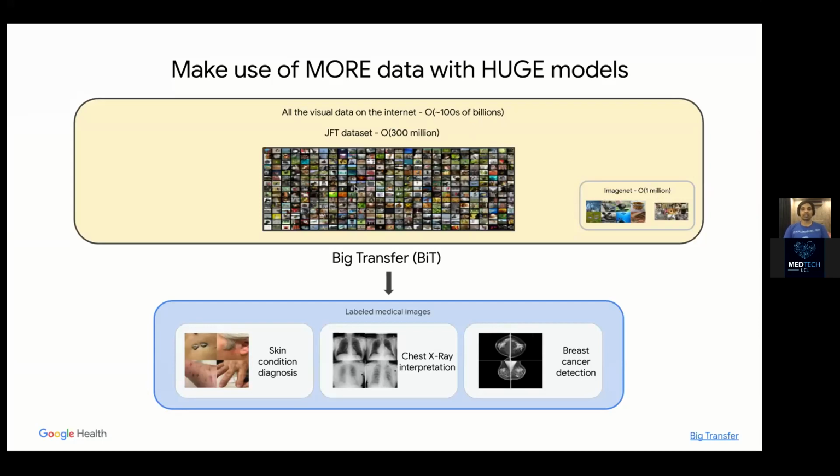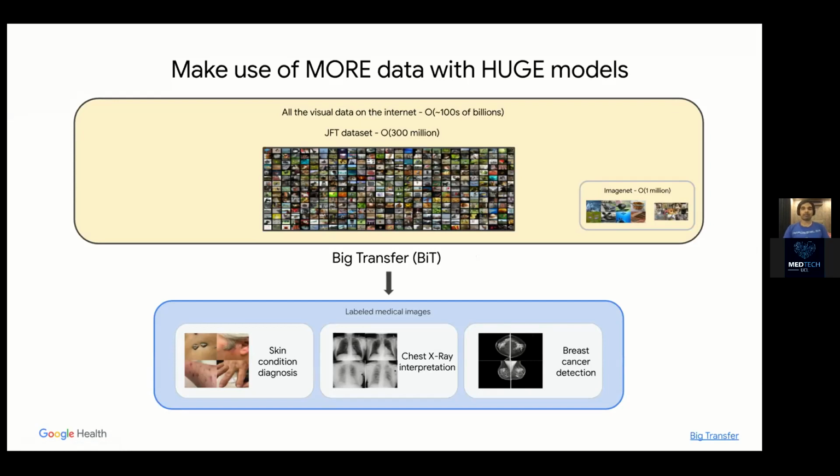And then what we do is we modify the process of transfer learning and use slightly new model architectures, and we call this process Big Transfer. There are more details in the paper that's linked over here. We then fine-tune these models on our downstream medical imaging tasks, whether that's skin condition diagnosis, chest X-ray interpretation, or breast cancer detection from mammograms. So this is essentially making use of huge internet-scale datasets and large models. When I say large models, it's maybe 3 to 4 times bigger than what we are traditionally used to doing. So yeah, the recipe is very simple.